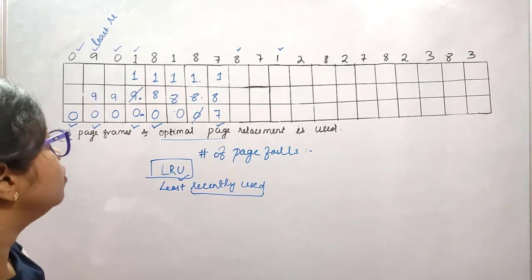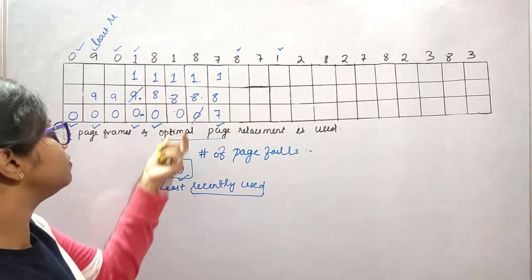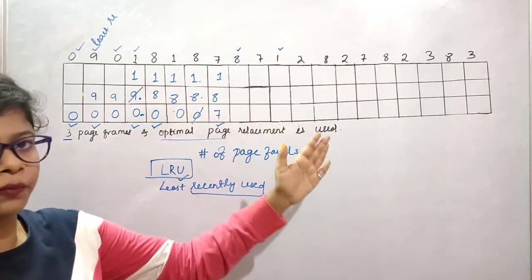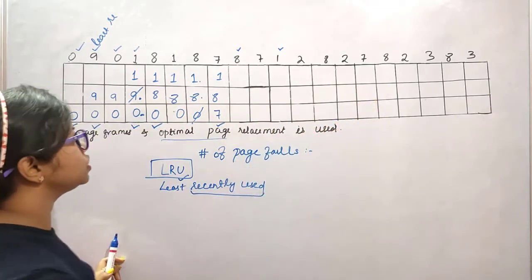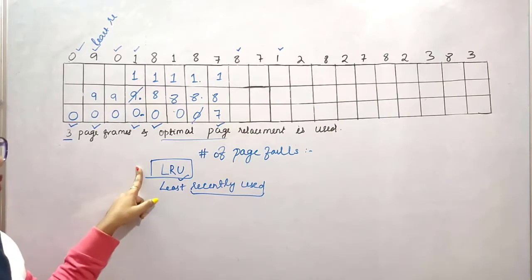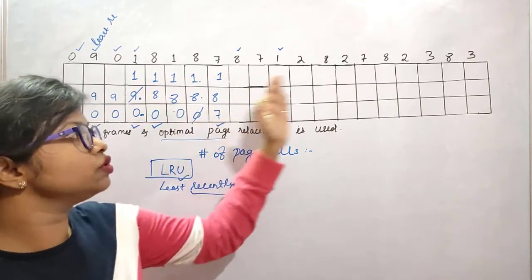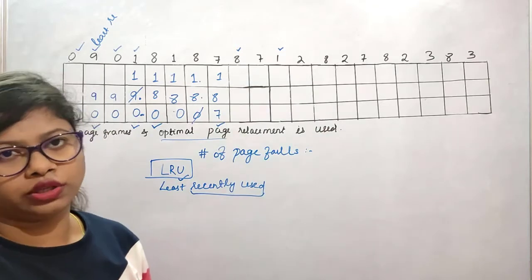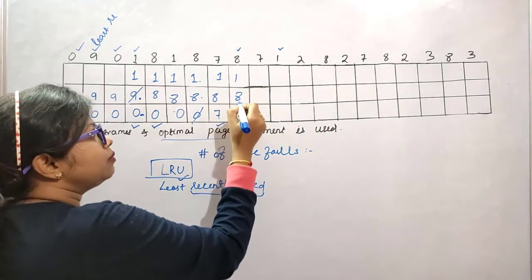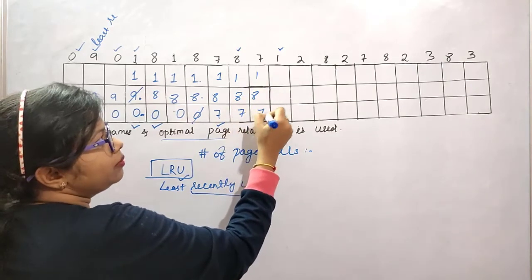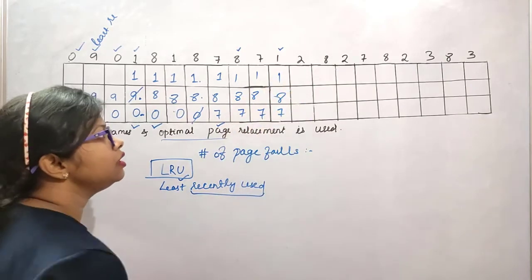Understood? So now see, here we have used LRU and again here we are using optimal. In such a case, when you will not get anything in the future, at that point you have to use LRU. Other than this, you have to use the optimal algorithm again. Okay. So next, 8 is present here, so it will be as it is. 7 is also present, so it will be as it is. 1 is also present, so it will be as it is.